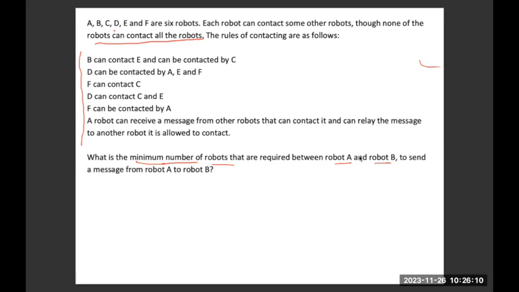Anvi, Vansh, Manya, Trisha, correct answer. All right, let's do this, okay?